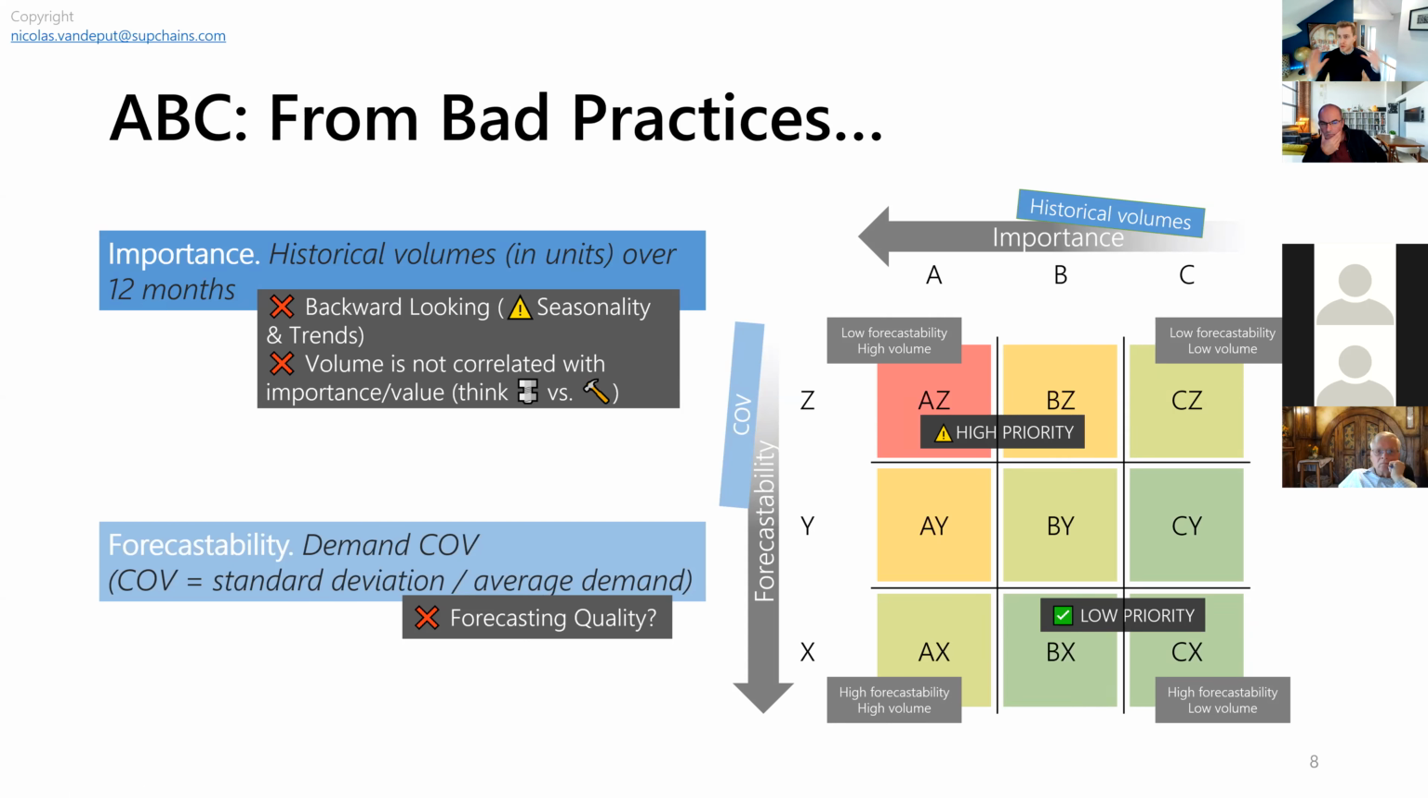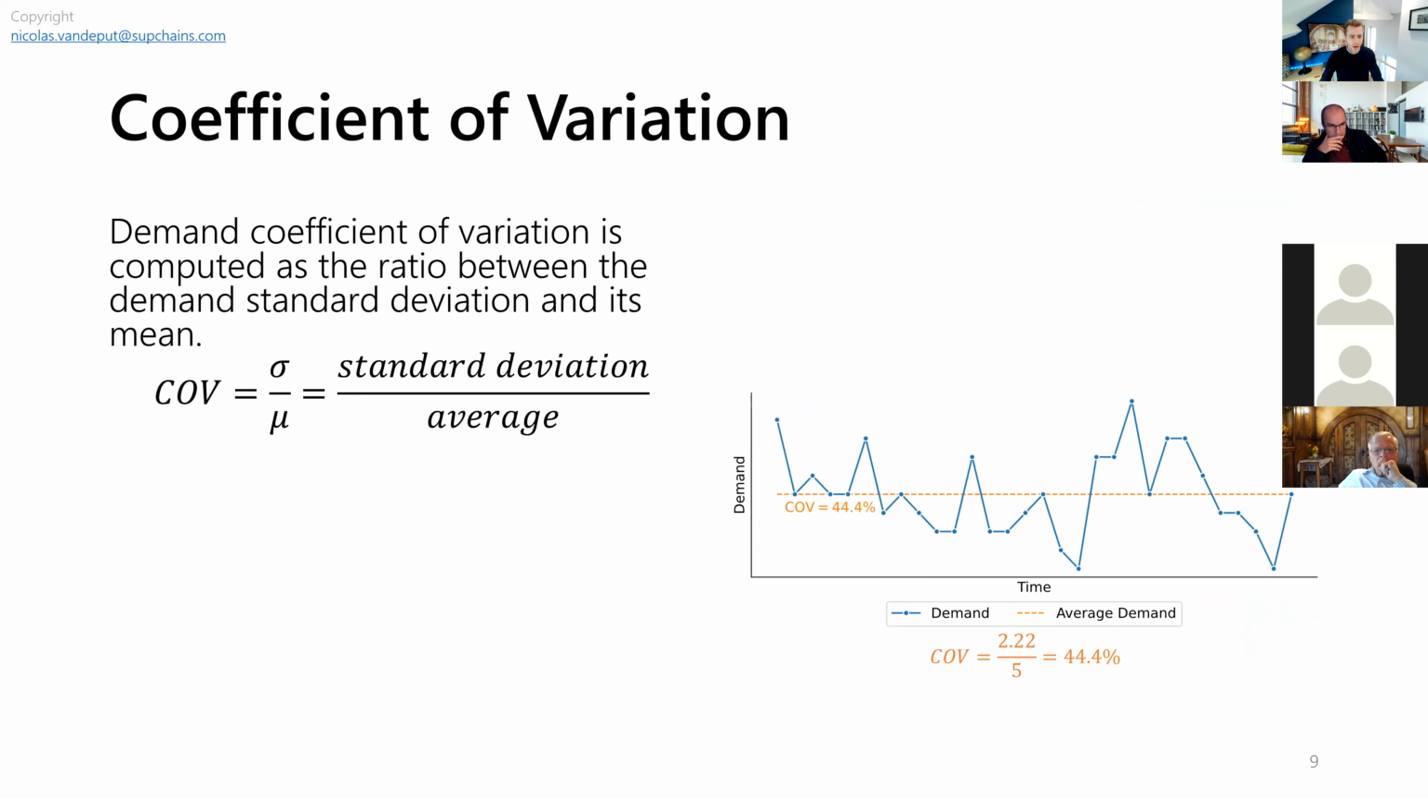Let me move on to trying to show that COV is not a good indicator. First, just a bit of math. How do we compute COV? You compute the demand standard deviation, for example over 2021, and you divide this by the average demand in 2021. I show you the math here on the bottom right of the screen. You see an example on a graph. Let's imagine for 2021 we had an average demand of 5 pieces per month. We have a standard deviation of 2.22 pieces per month. So I get a COV of 44%.